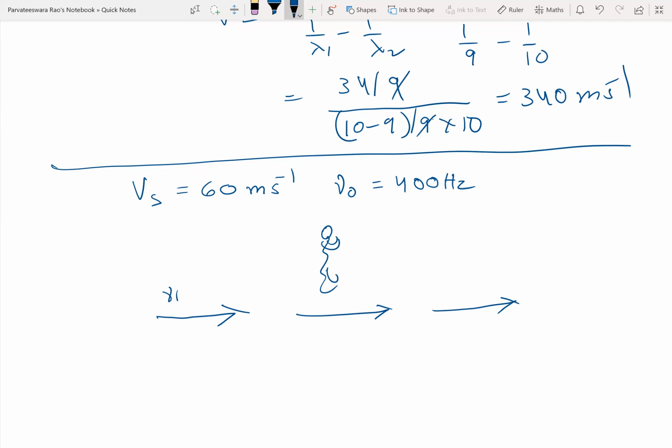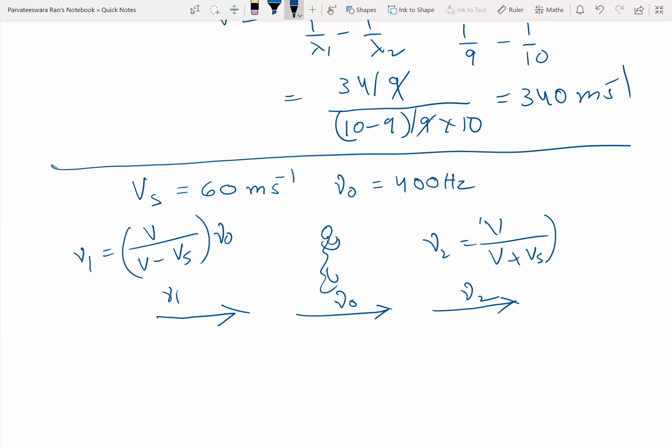So while approaching, it is nu1. While crossing, same, equal to natural frequency. While receding, it is nu2. So nu1 is V by V minus Vs into nu naught, and nu2 is V by V plus Vs into nu naught.